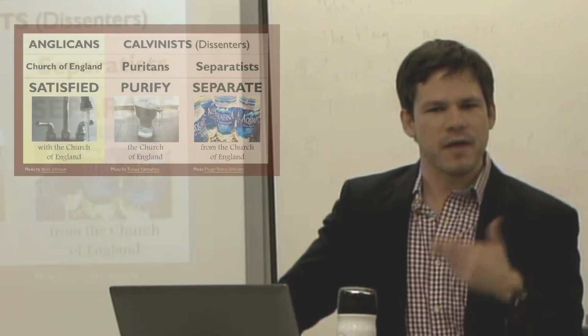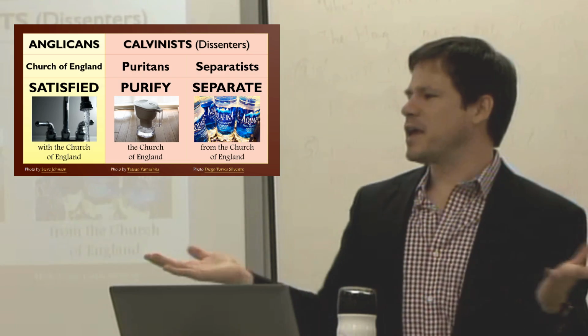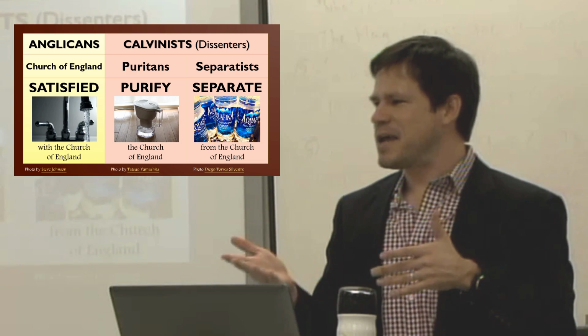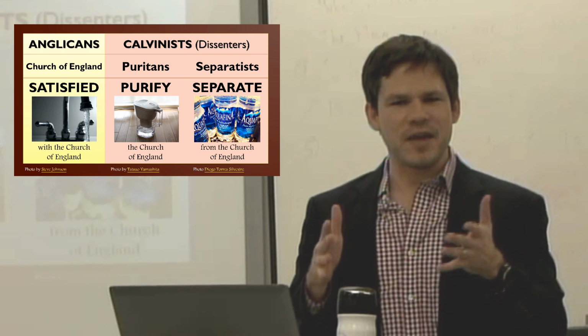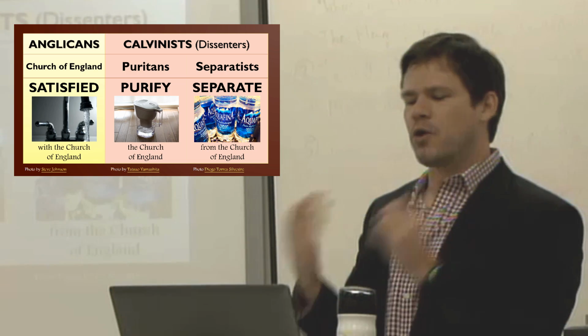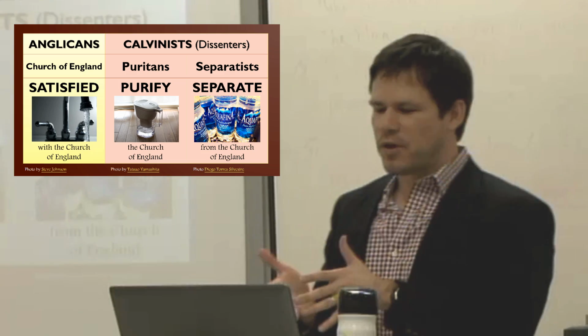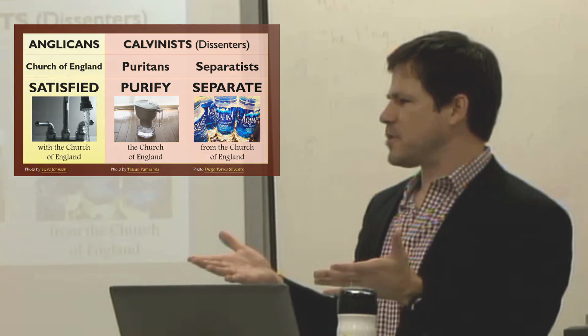Now, the Separatists, they're thinking, we're probably not going to do a lot to change the Church of England. That's an uphill battle, so let's just separate from the Church of England. But then again, what's the problem with that? James won't allow it, because he says everybody's going to attend the Church of England. So the Puritans are unable to purify the Church of England. The Separatists are unable to separate from the Church of England.